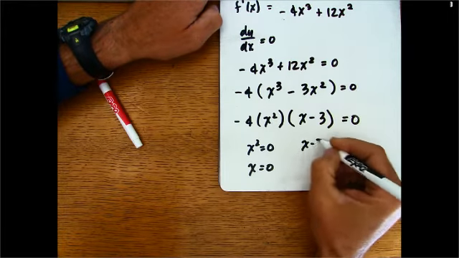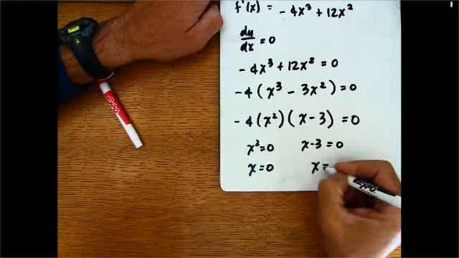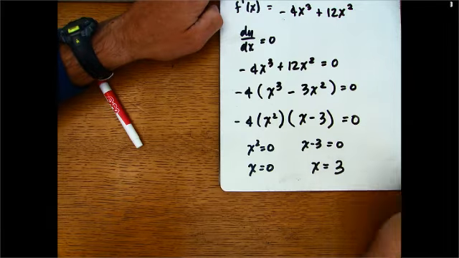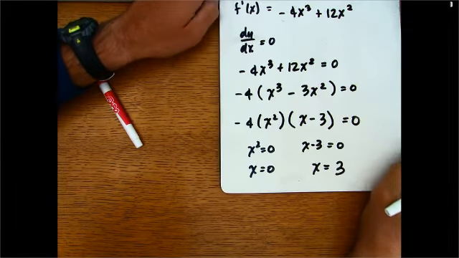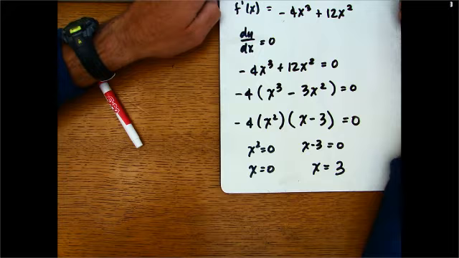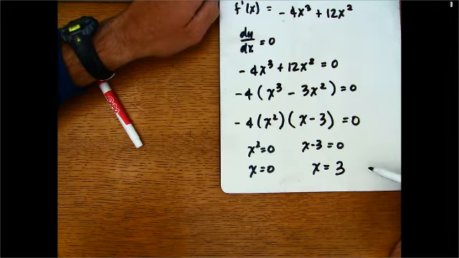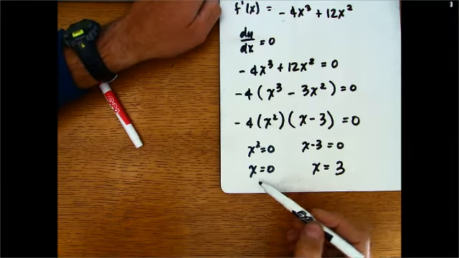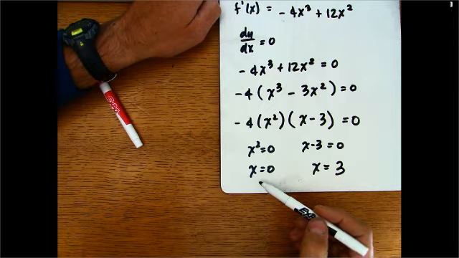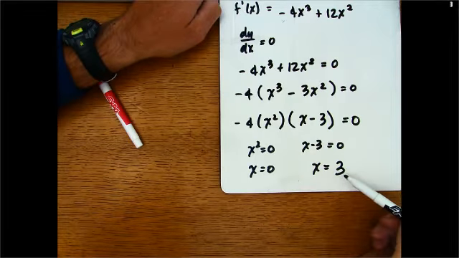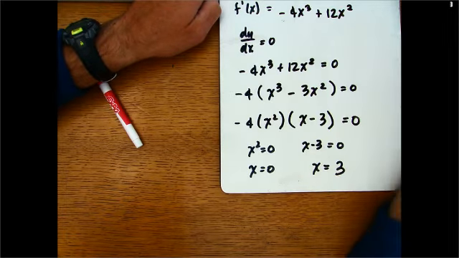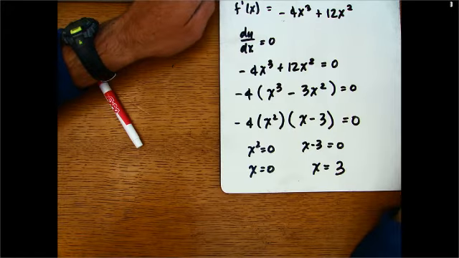Or x minus 3 is 0, and that can only happen when x is equal to positive 3. So what do we know about this function? At this point, we know that it has a 0-valued slope when x is equal to 0 or when x is equal to 3. So there's some spot on that function when x is equal to 0 or x is equal to 3 where the function is actually flat.